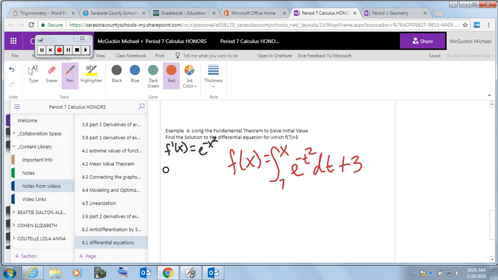So that's what our fundamental theorem actually tells us, that the original function is equal to the integral of the derivative, all right? And we go from 7 to x because we know it's at 7. I don't know what my upper limit is going to be. We're going to call it x, just because that's what our main variable, independent variable, is that we're dealing with in this case, okay?